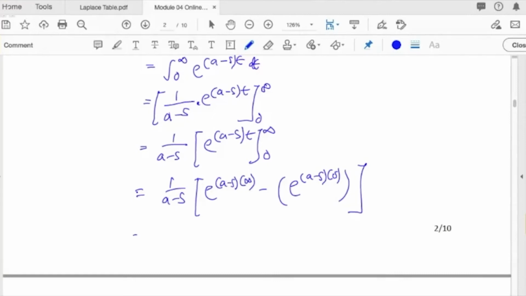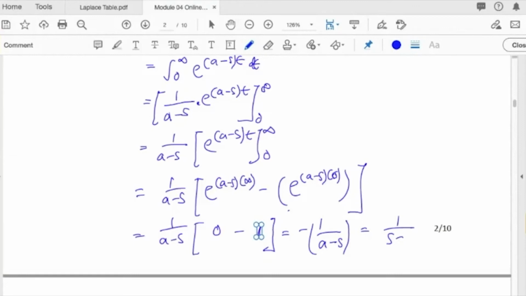Okay, so what do you get here? If you have infinity, the exponent will be approaching 0, isn't it? And if you have 0, the exponent will be approaching 1. So you have negative 1 over a minus s. Okay, so you can also write it as 1 over s minus a.